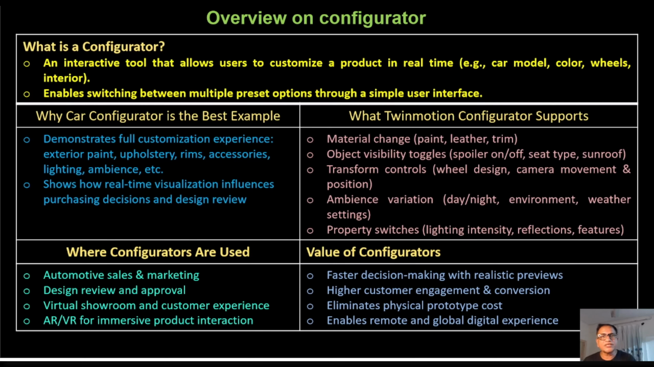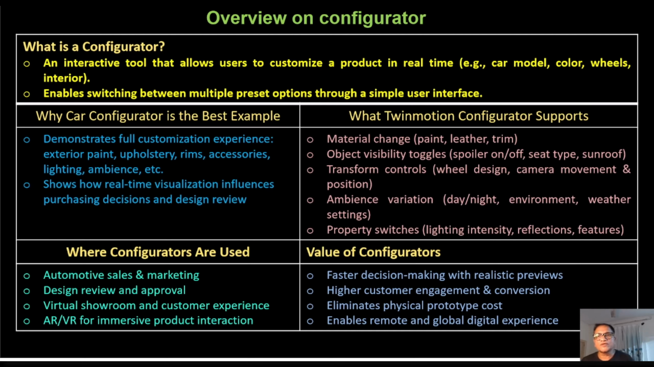Why have I taken the car configurator as the best example? Because it demonstrates full customization: exterior paint, upholstery, rims, accessories, everything we can talk about. If you look at the car, all these systems and subsystems can be utilized in this. We can also see how real-time visualization influences purchasing decisions and design review. It has a great impact when customers see different configurations of the same product, as you enable them to use it.